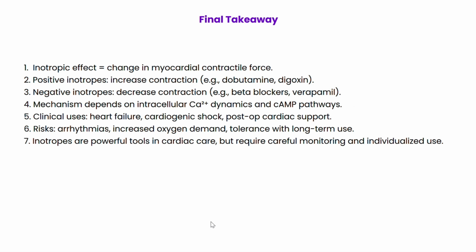All right, let's wrap up. Today we explored the inotropic effect, how the heart's contractile strength is regulated, enhanced, or suppressed using various mechanisms and drugs. We discussed the cellular basis involving calcium handling, positive inotropes like dobutamine, milrinone, and digoxin, negative inotropes like beta blockers and calcium channel blockers, and the clinical uses and risk of inotropic therapy in real world cardiac care. So, understanding inotropy is essential for managing heart failure, shock, and many critical cardiac conditions.